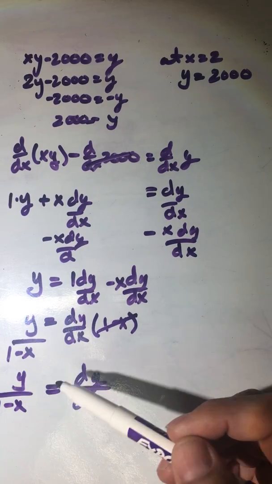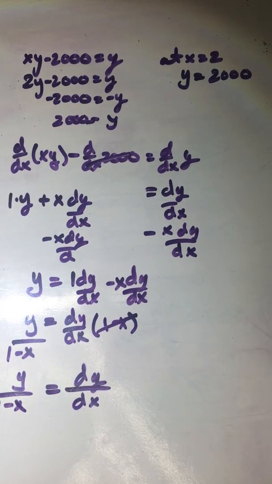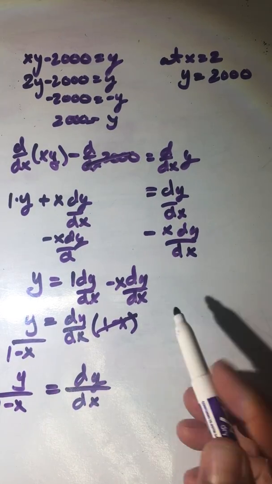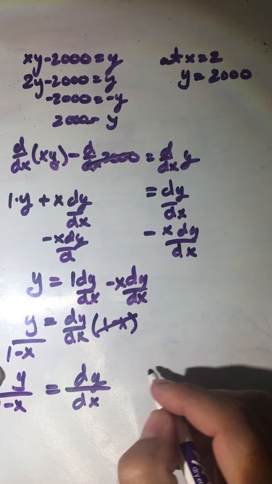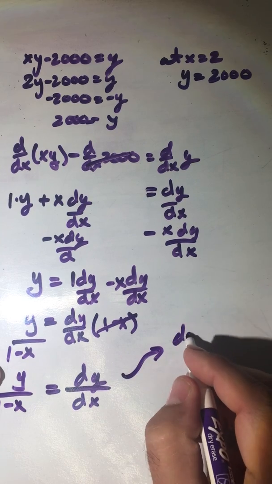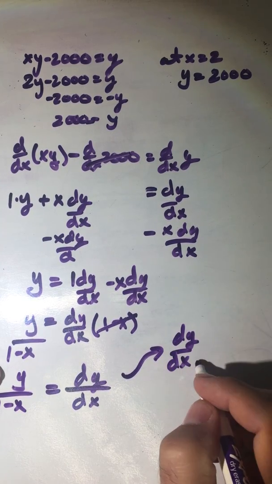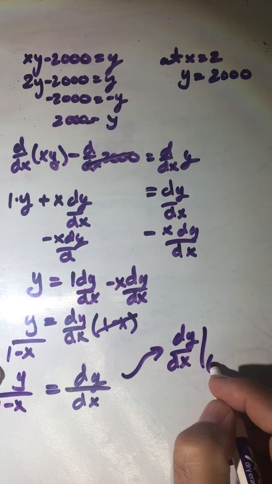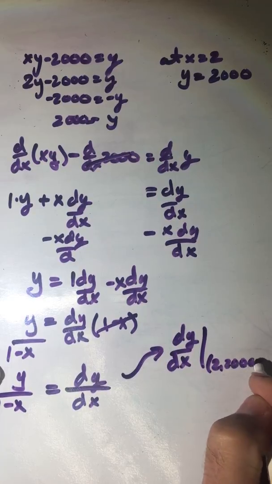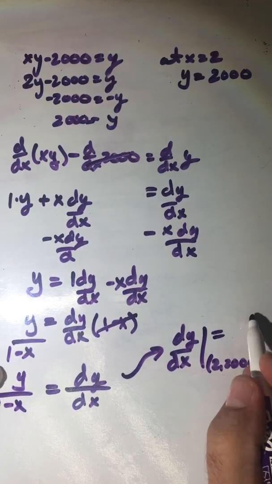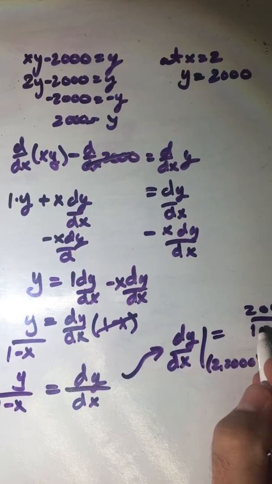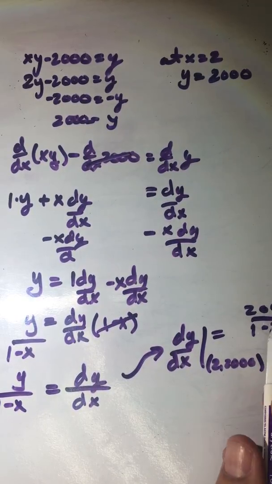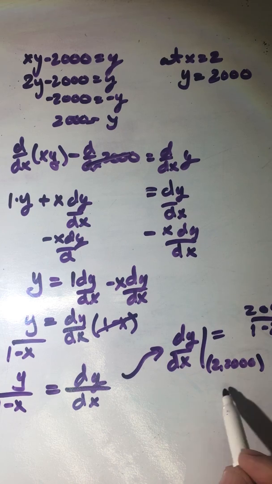So since that's the slope of the tangent line, I can just substitute in my 2 and 2,000, so I'm doing dy dx at the point (2, 2,000), and so that's going to give me 2,000 for the y, and then 1 minus 2 in the denominator, so I get negative 2,000.